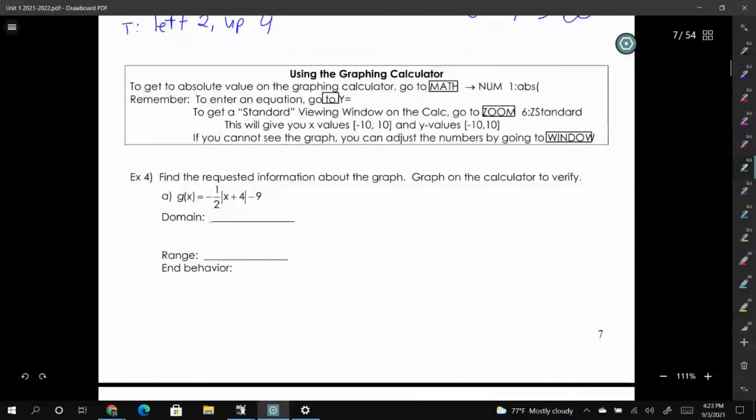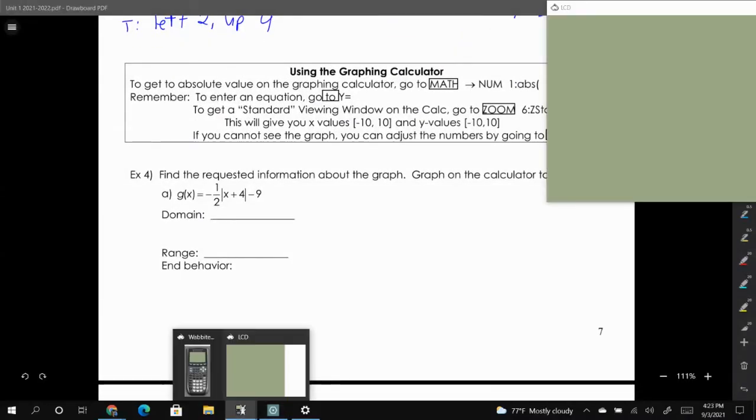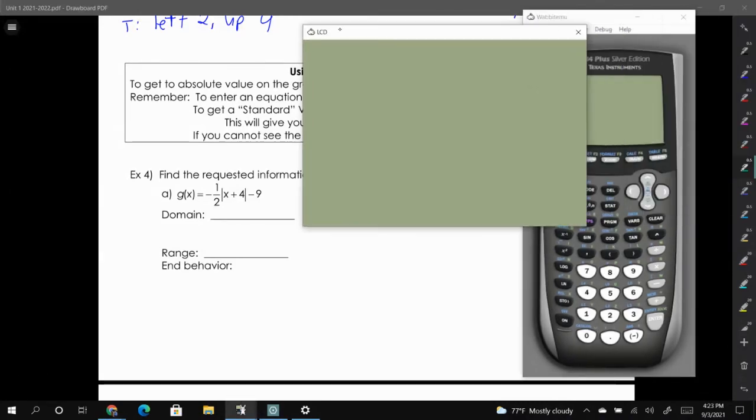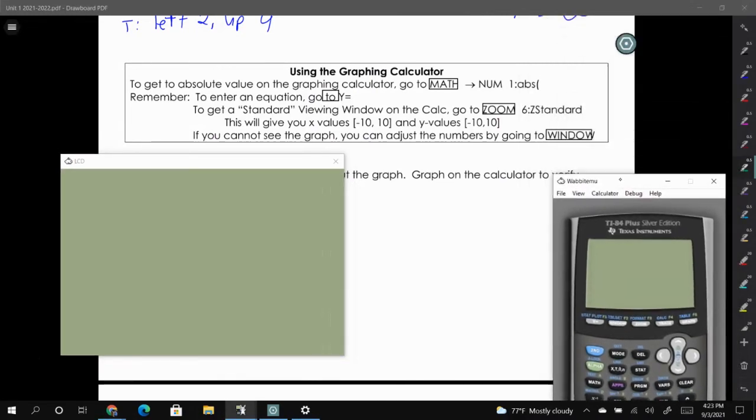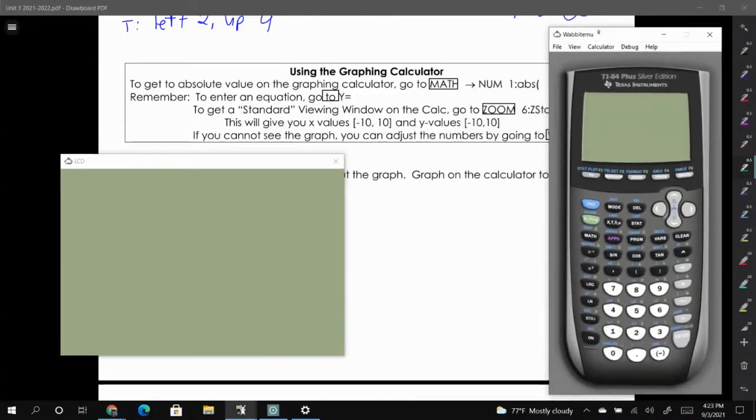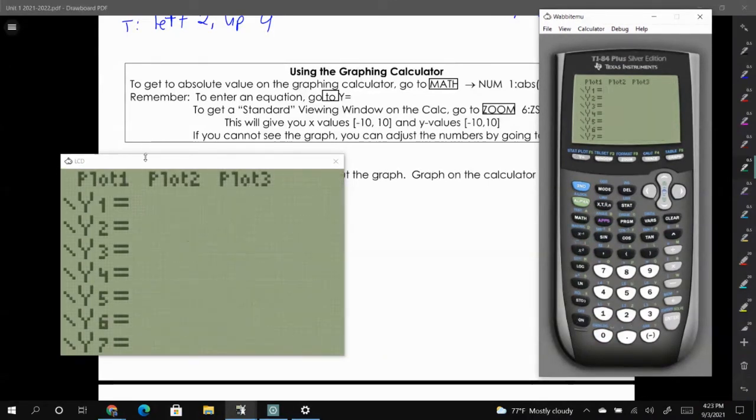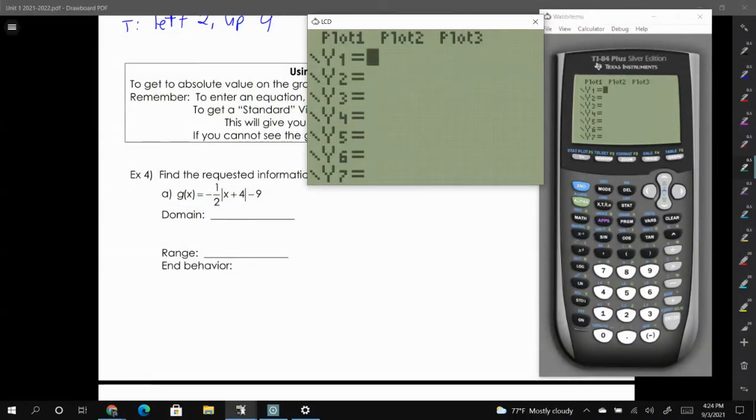Now the last thing that we're going to do is learn how to graph these with your graphing calculator. Here's my graphing calculator. And the directions are also written up here on how to get to the graphing calculator, and also some helpful hints on how to adjust your window. So what we're going to do is we're going to press y equals, and we see our graphing screen, and we're going to type this in.